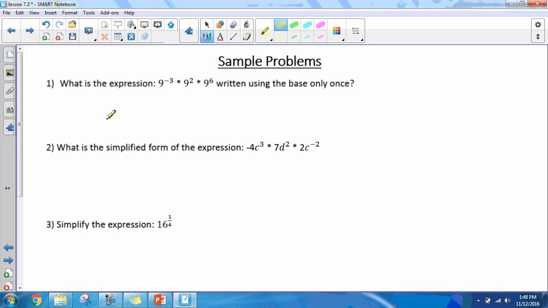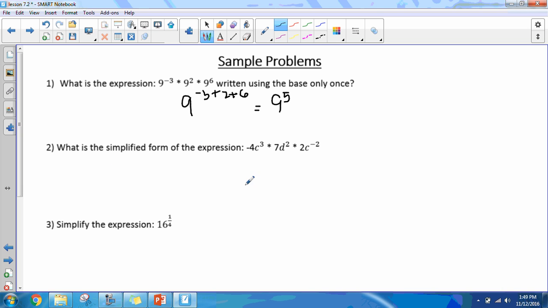Here are some sample problems. What is the expression 9 to the negative third power times 9 to the second power times 9 to the sixth power written using the base only once? Well, since we have the same base, we could take 9 as our base, and all we have to do is add the exponents. We have negative 3 plus 2 plus 6, which will equal 5. So we can rewrite this as 9 to the 5th power.